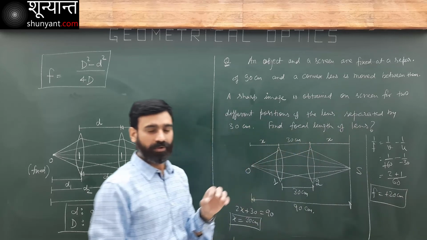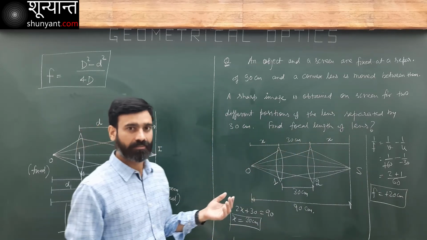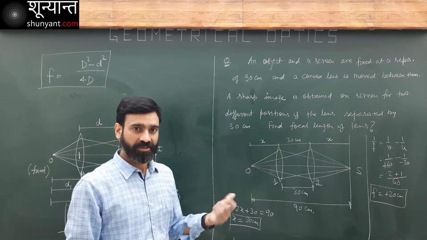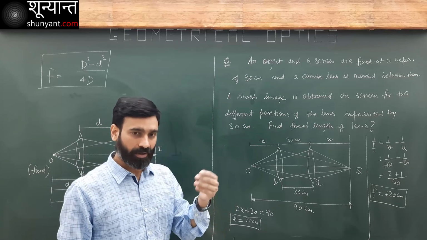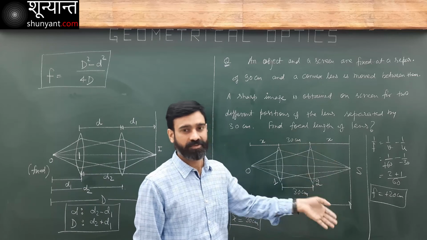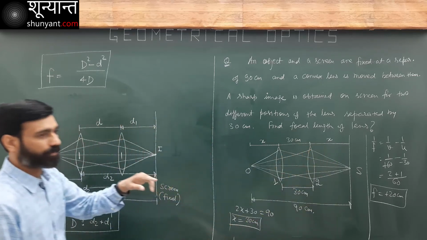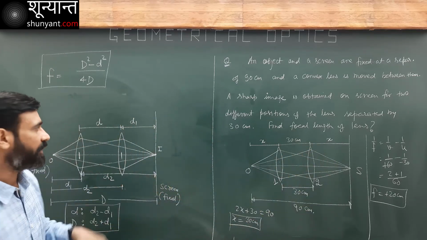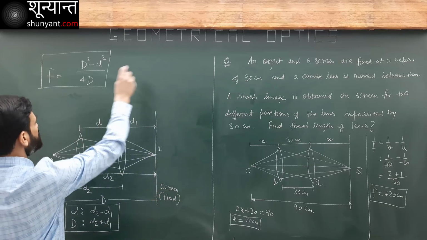This method works only for a convex lens because the object is real. If I use a concave lens, a diverging lens, I cannot get my image at the screen. The image is always virtual. So it is only for a convex lens, a converging lens.